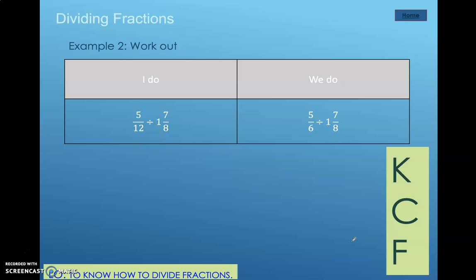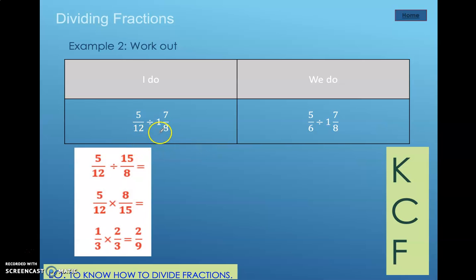So now we've got some mixed numbers involved. So as we always do, start off by turning our mixed number into an improper fraction. So the 1 would be 8/8, and then we've still got 7/8, so that's 15/8 in total. So now we keep the first fraction, check, change the symbol, check, and we find the reciprocal of the next fraction, which instead of 15/8 is now 8/15.